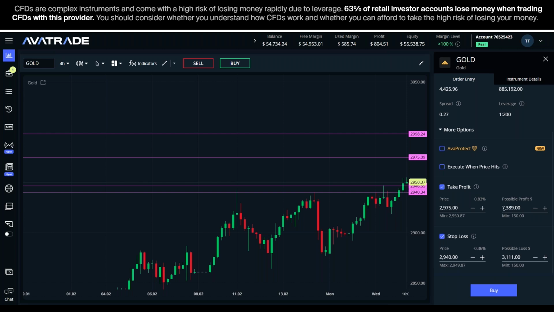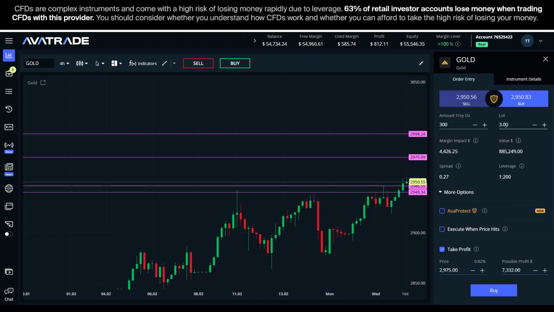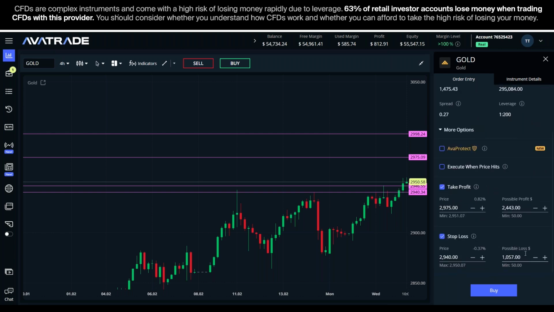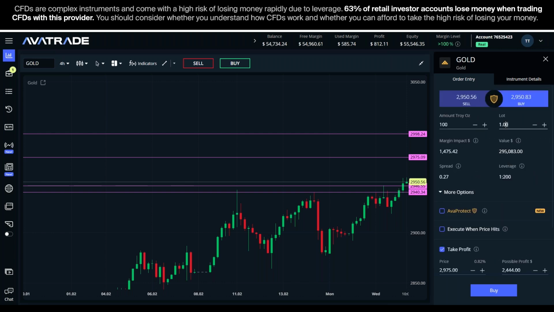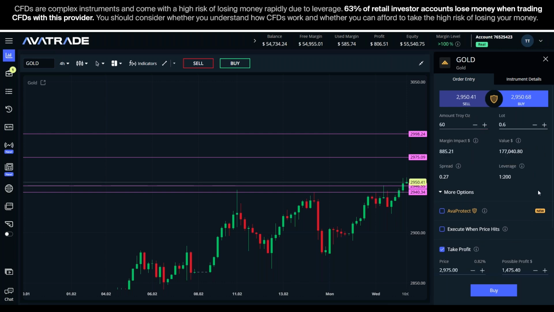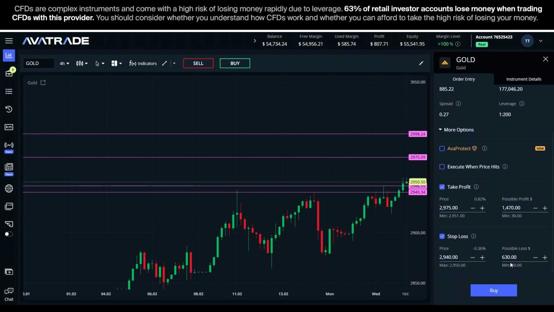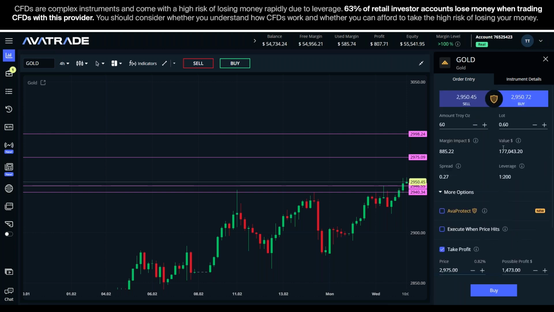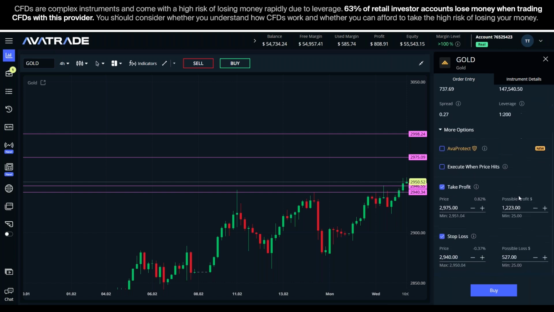So how much do I want to risk on this move? This is where our order window is really nice. If I change to 1 lot, now I see I'm risking about 1,000 to make almost 2,500. Maybe I only want to risk 500 or 600. Whatever amount you want to risk, you can adjust the trade size to be appropriate. So there's 630 or so risk. 0.5 might be the sweet spot for me.